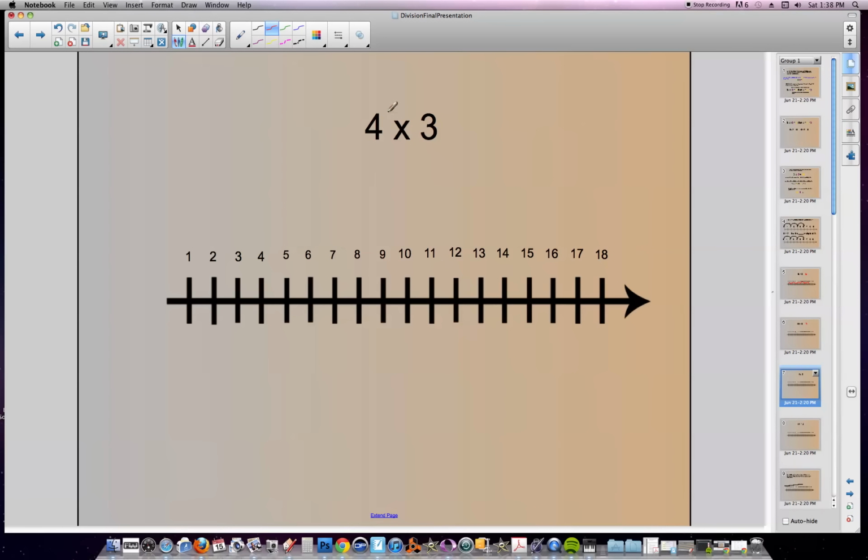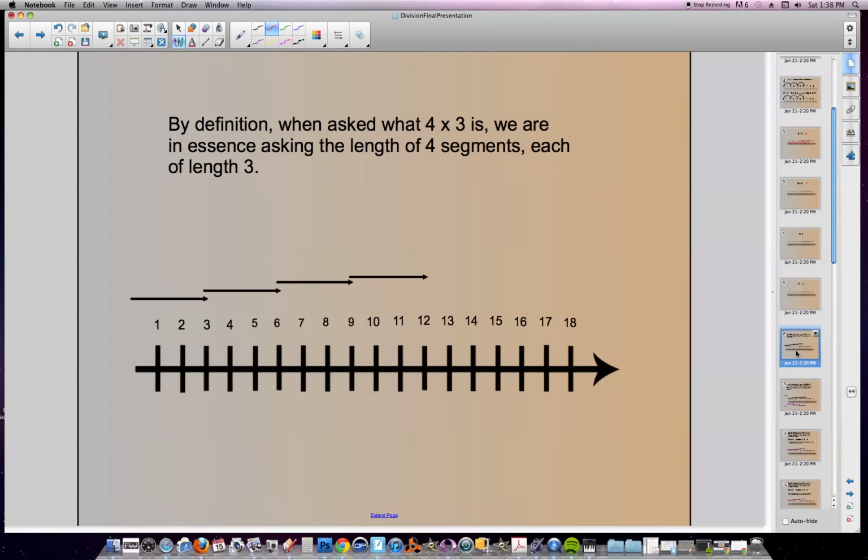Now to illustrate, 4 times 3 means 4 segments each of length 3. So then 12 divided by 3, how many segments are there if we divide 12 into segments each of length 3? Well, that's going to be 4. We're going to get 4 segments. By definition, when asked what 4 times 3 is, we're saying, what's the total length if we've got 4 segments that are each a length of 3? 3, 6, 9, 12. 12 would be the answer.